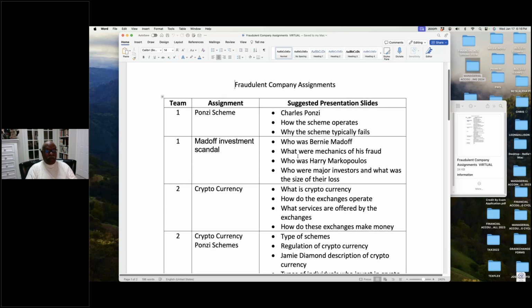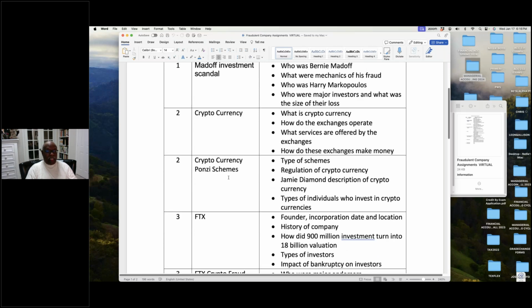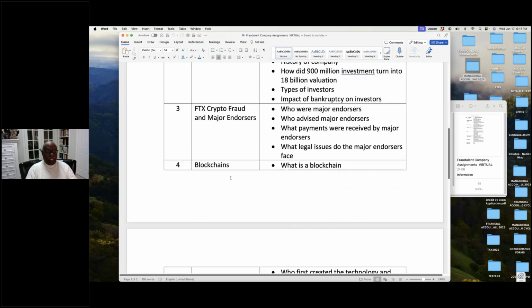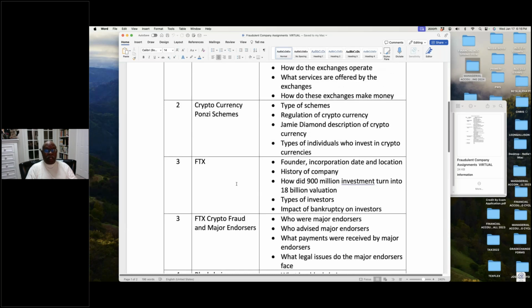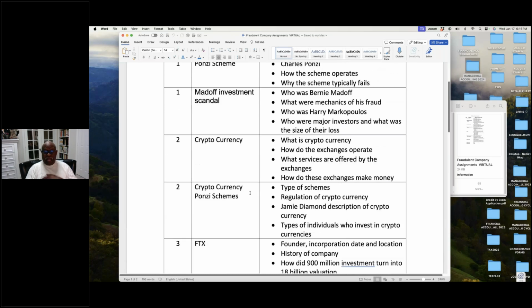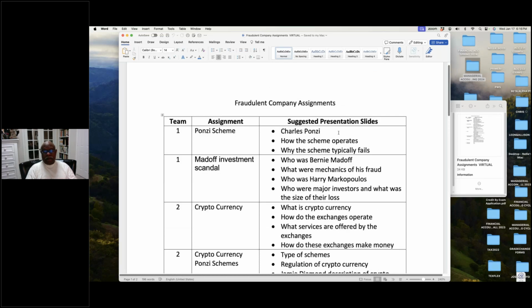Team two has cryptocurrency. Team three has FTX. Team four has blockchain. Everybody on the team has to have a slide ready, and everybody presents the slide that they prepare. Any questions?